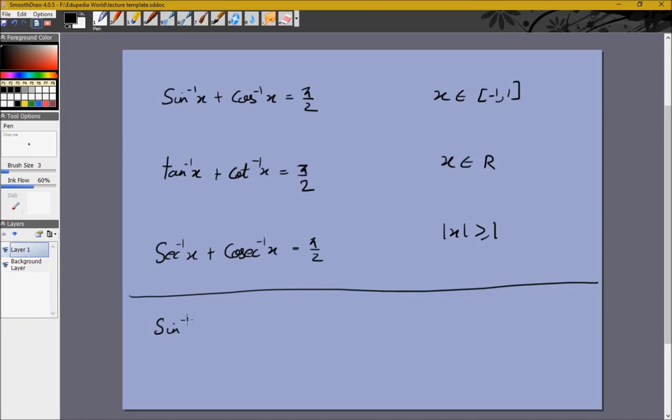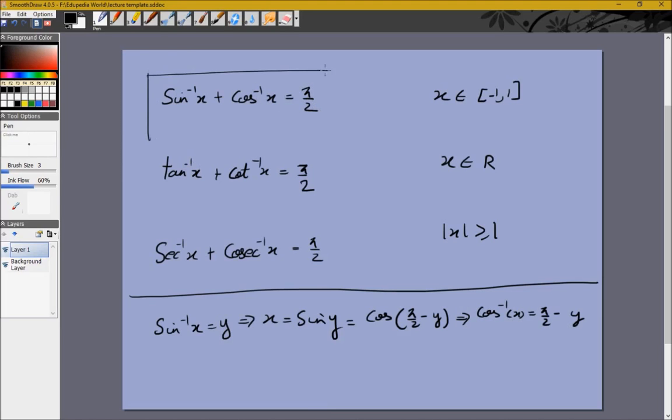So let's take sine inverse x is equal to y, which means x is equal to sine y, which means x is equal to cos of pi by 2 minus y, which means cos inverse x is equal to pi by 2 minus y, and y is obviously sine inverse x, so from that we have proved that sine inverse x plus cos inverse x is equal to pi by 2. So this and the other two equations are equations you'll frequently be using, and so you can try to derive the other two on your own.